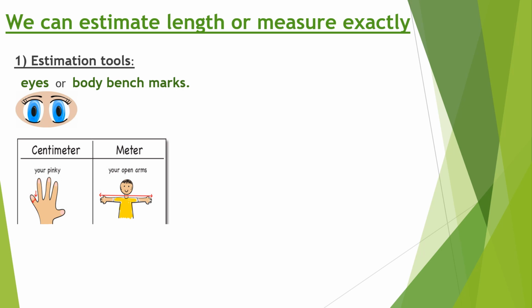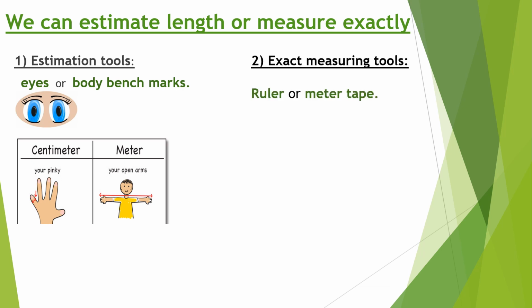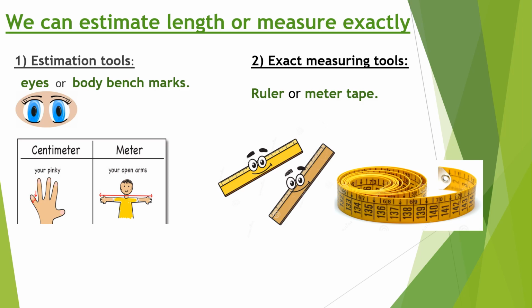We can just look at an item and guess its length, or use a body benchmark, as we learned before: the width of our pinky finger is nearest to 1 centimeter, and if we open our arms, the distance between our hands will be about 1 meter. This is the estimation way. And the exact way to measure length, we will use a ruler or meter tape.